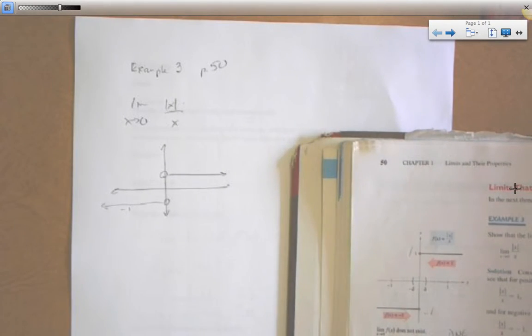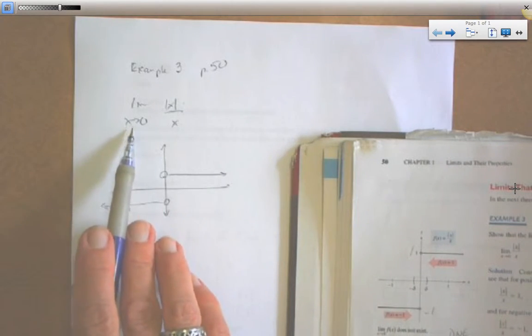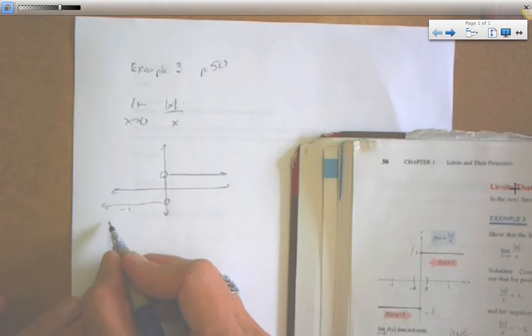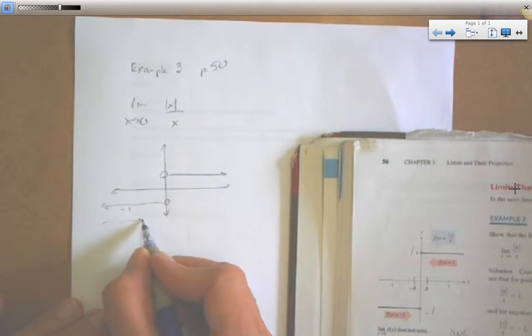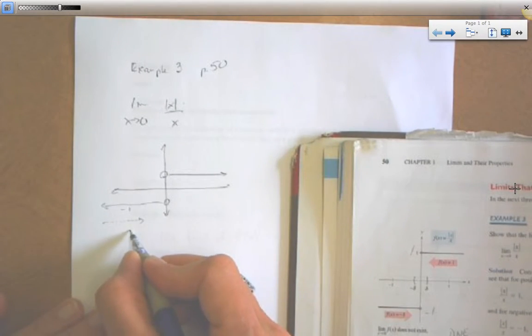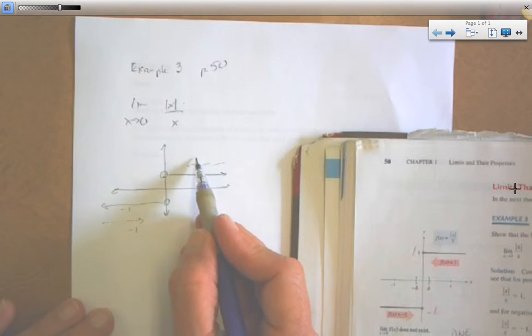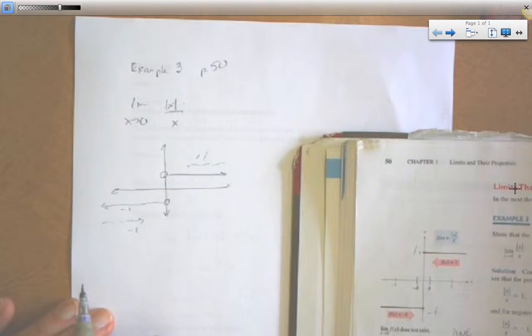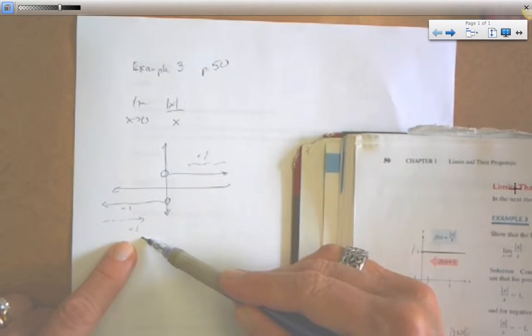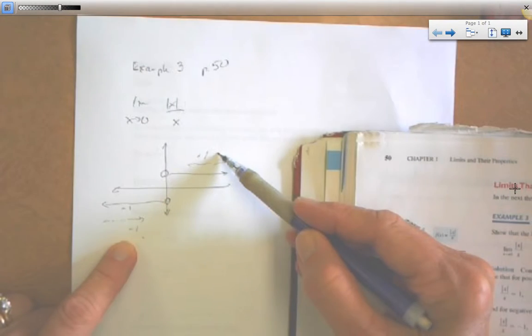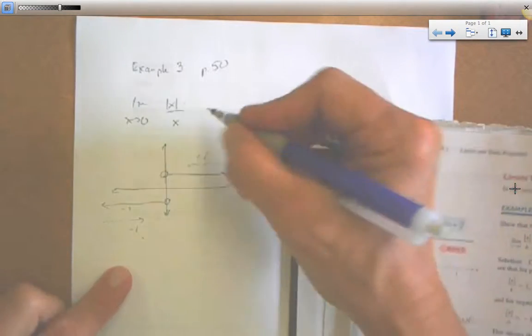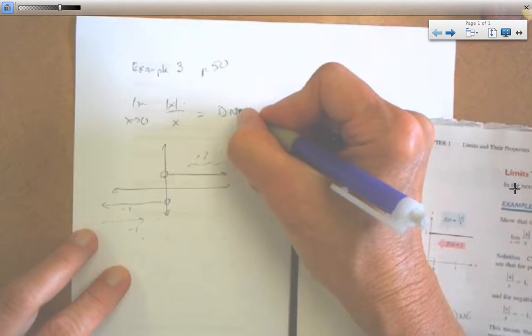At the corresponding graph, we're going to look at the limit as x approaches 0. Coming up from the left-hand side, all my y values are negative 1. Coming from the right-hand side back towards 0, my y values are positive 1. The left-hand value and the right-hand value are not the same. They do not agree. Therefore, the limit does not exist.